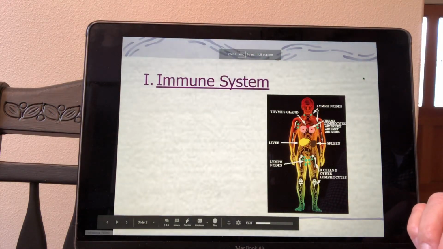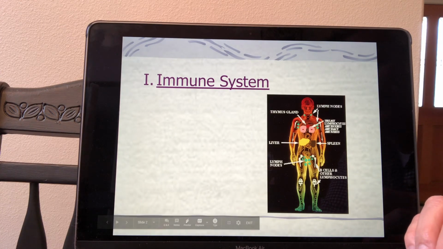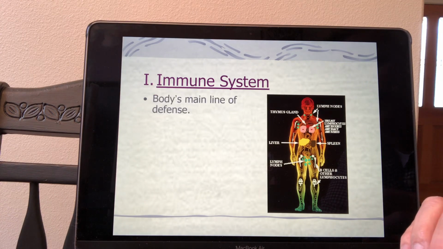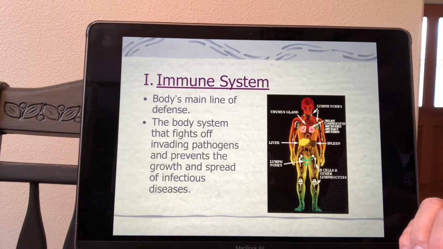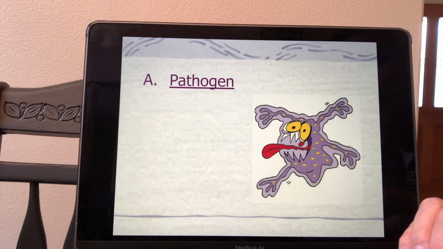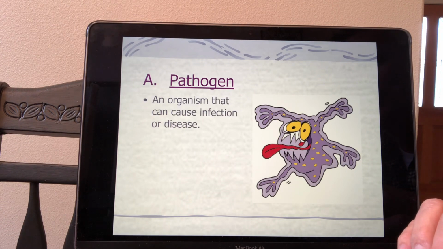And the last time I saw you guys indirectly was when we covered what the immune system was. It was the body's main line of fighting off disease and keeps invading pathogens from preventing growth and infection and then turning into disease within the body. So what was a pathogen? A pathogen was a general word for a germ, and there were 5 types. An organism that can cause infection or worse, disease.